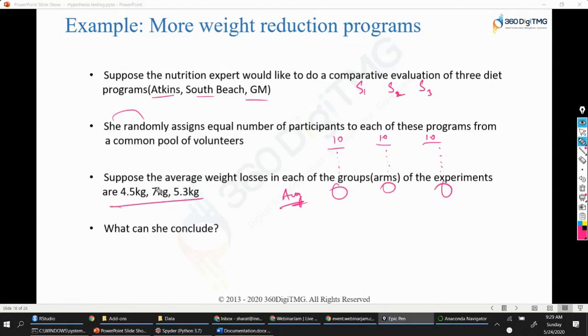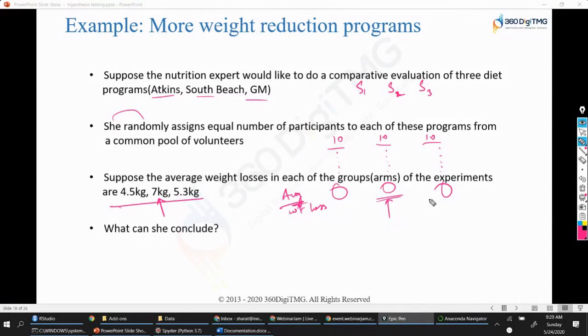Now, what can she conclude about the diet programs? If you think about the scenario, can I say this South Beach diet program, which is saying 7 kgs, is the best diet program because it is affecting the weight loss in such a way that people are losing more weight? The diet programs are basically designed to make sure the volunteers are shedding their weight. And 7 kgs is a big number when compared to 4.5 and 5.3.